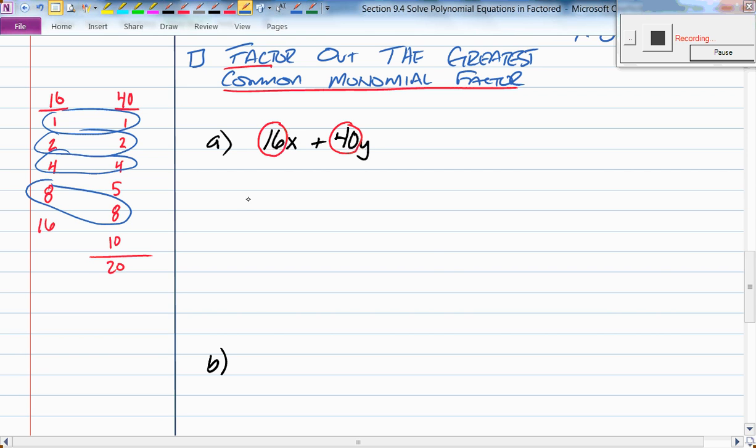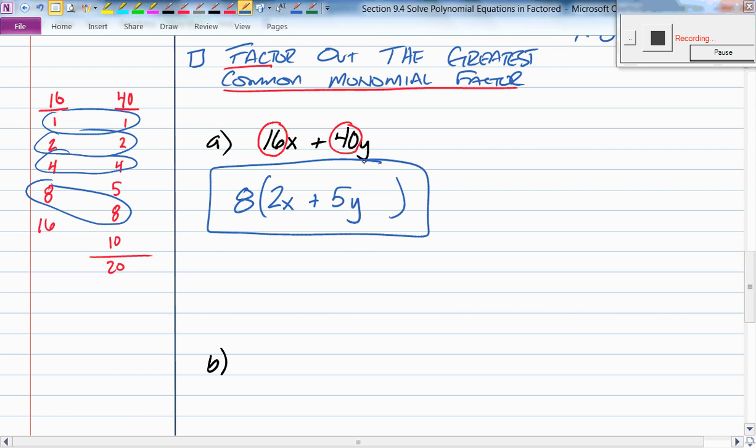So I can pull an 8 out of both of them. So I'm going to write that number down. And that's going to leave me with the leftover parts. So I'm factoring out an 8 here. So you got to ask yourself, if I pull out 8 from 16, what's the leftover factor? 2. Very good. 2x, right? And there's a plus sign between them. If I pull an 8 out of 40, what's the factor? A 5. Good. And then I have a y. Very good. So this is now the factored form. And the greatest monomial factor was 8.